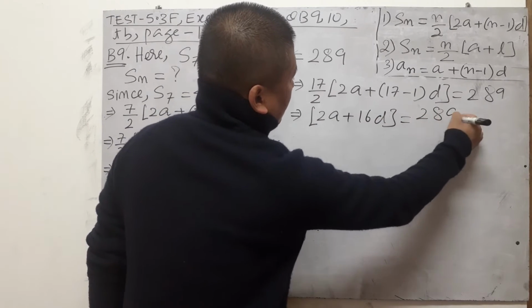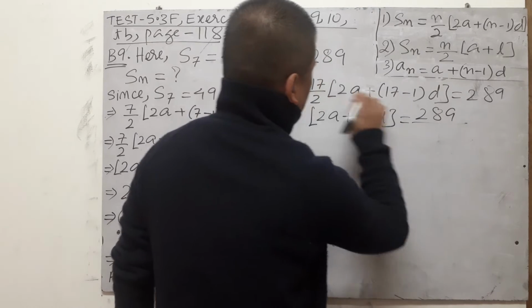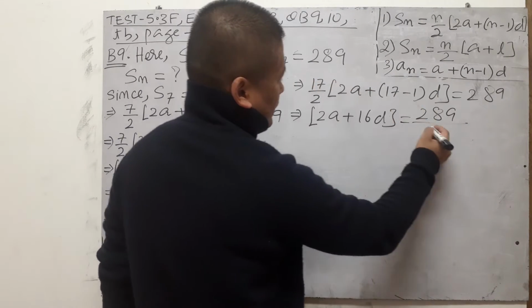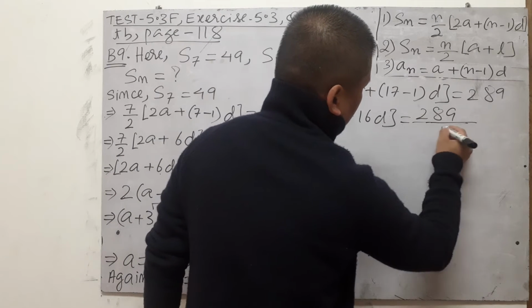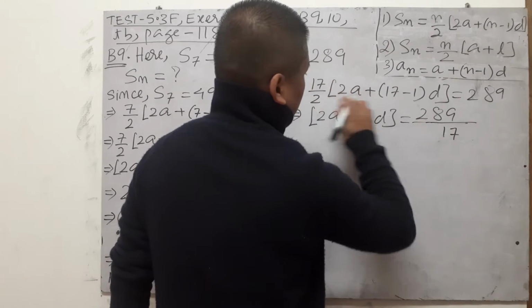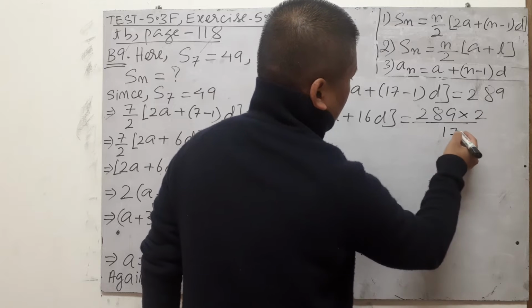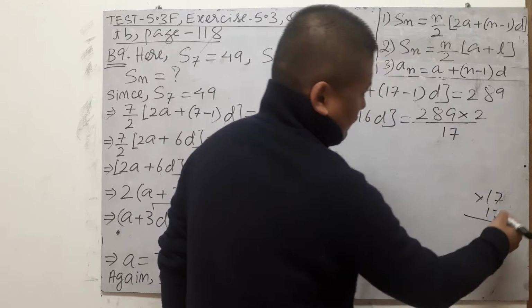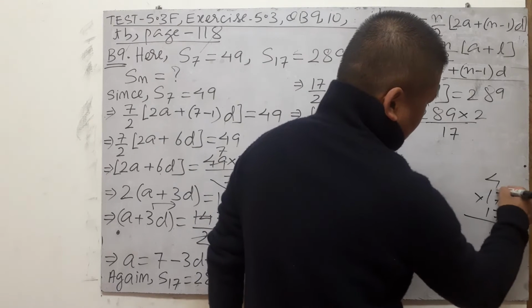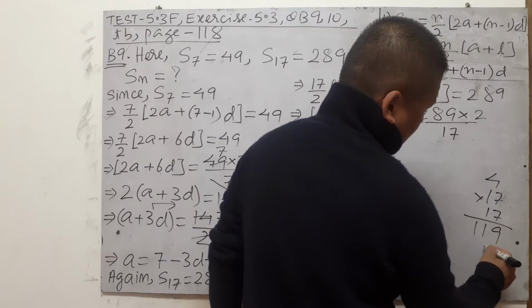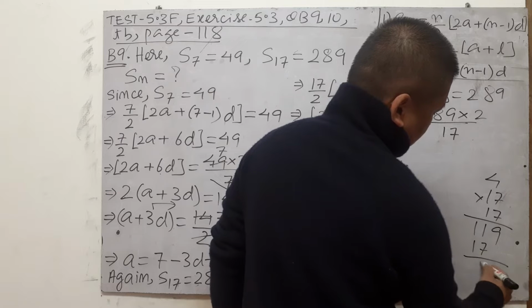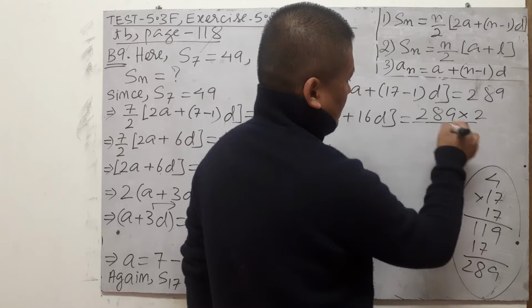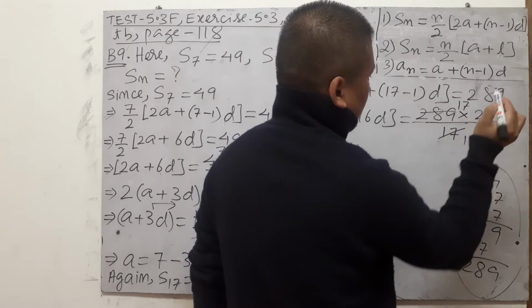2a plus 16d is equal to 289. If we shift this 17 by 2 to the right side, like we did a moment ago, the numerator 17 will come down and the denominator 2 will go up. So I think 17 into 17 is 289, if I'm not wrong. You can see here for yourself: 17 ones are 17, 17 into 17, 289.